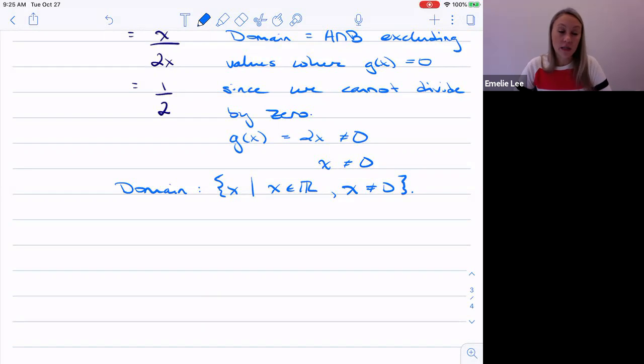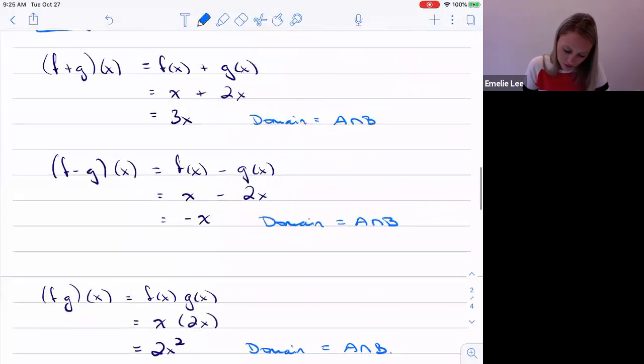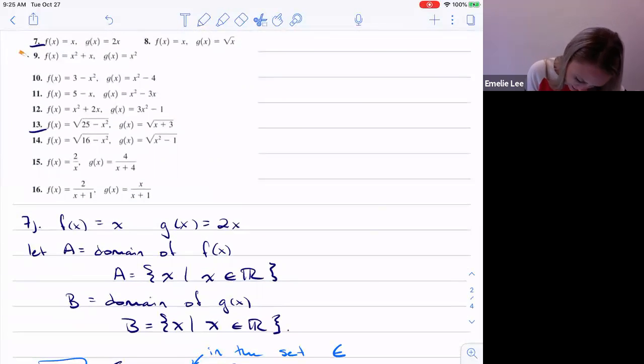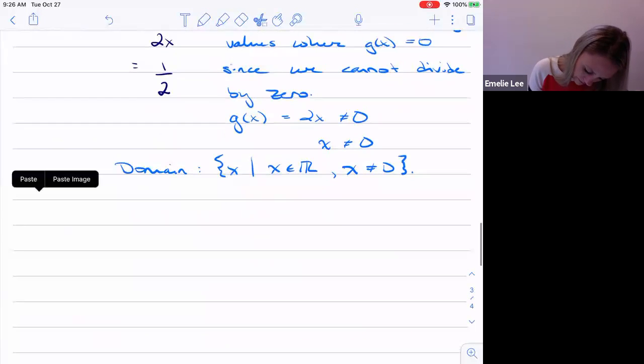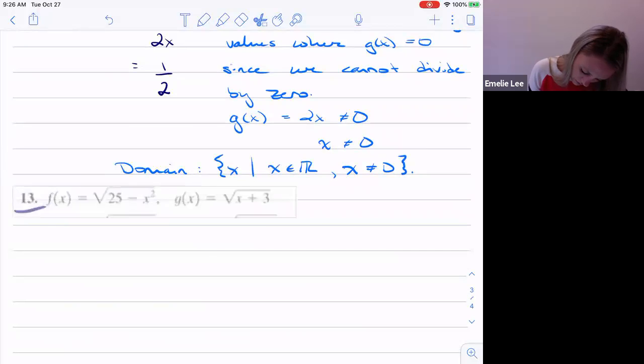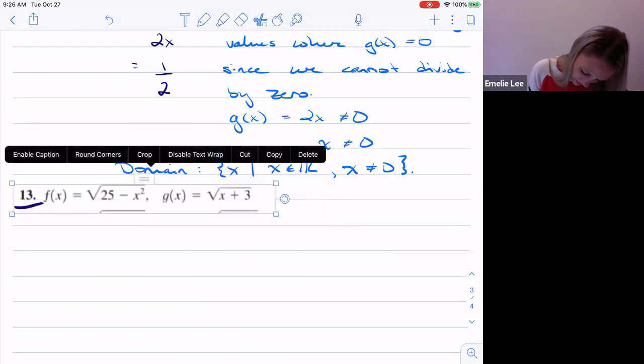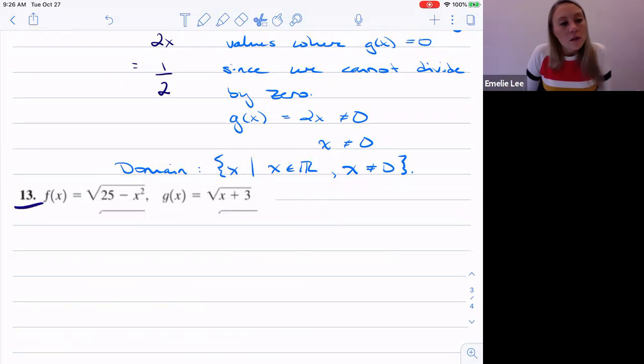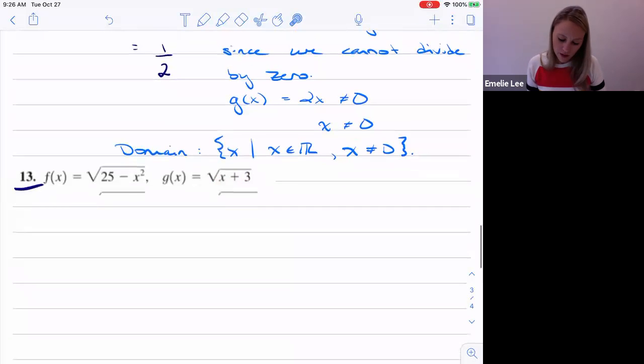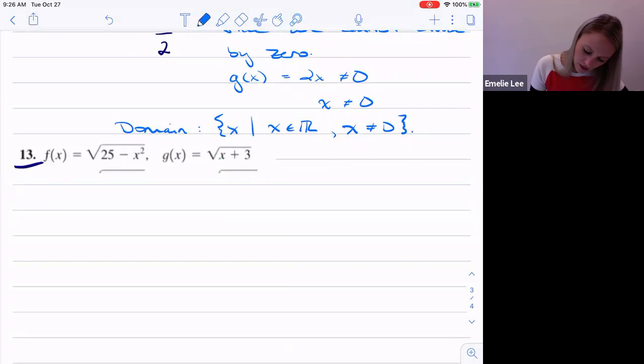So let's do a little bit harder one. We'll do 13. I'll go snag it here. Okay. So what I'm going to do is I'm going to find the domains of each of these. That's where I'm going to start. And then once I have the domains, then I can go ahead and combine these functions.